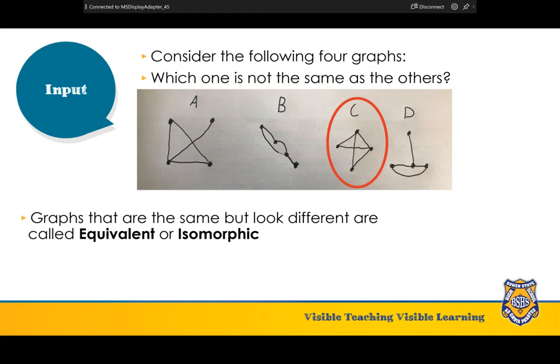Graphs that are the same but look different are called equivalent or isomorphic. The reason I want to use both of those words is I don't know what it's going to say on your external. And I don't want to have only said equivalent and then on the exam it's like, here's an isomorphic graph, and you're like, what the hell is that? So it is really important to know both forms of the language.